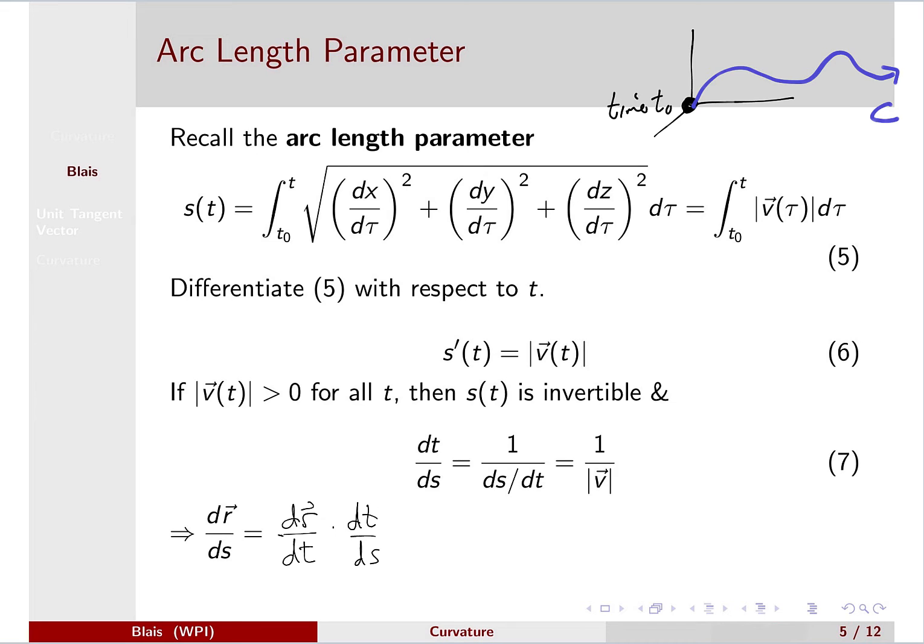And we know dr dt, by definition, this is r prime of t, or the velocity vector. And then we just made an argument here that dt ds is 1 over the magnitude of v, which means this becomes v of t times 1 over the magnitude of v of t, which is the definition of the unit tangent vector. So this means that the unit tangent vector is the derivative of the position with respect to arc length.